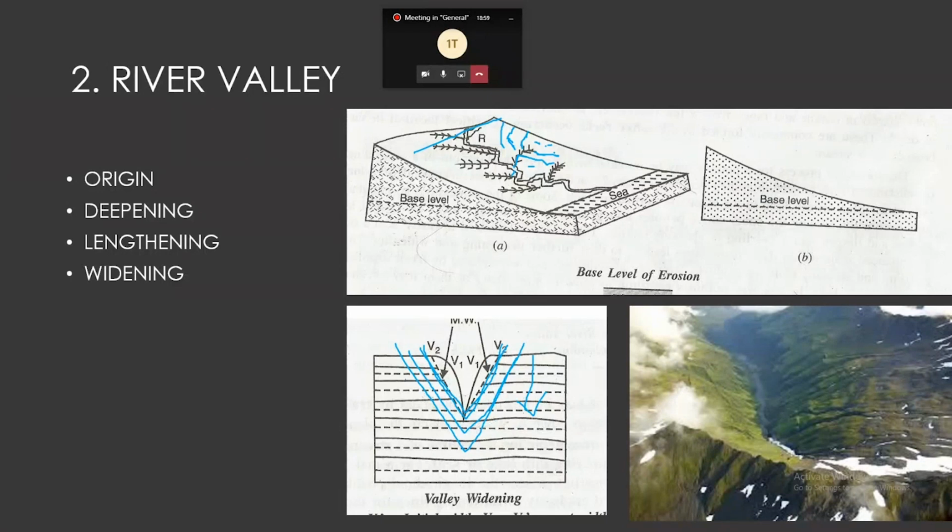At the same time, more gullies will be forming, and this will increase the length of the channels or the valleys. That process we call valley lengthening. At the same time, this valley which is forming now, where the water is flowing, will also increase in width. So that process will also be happening.